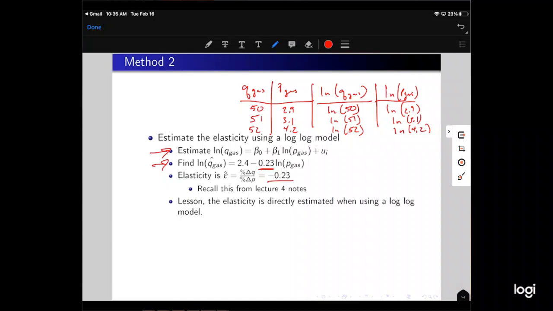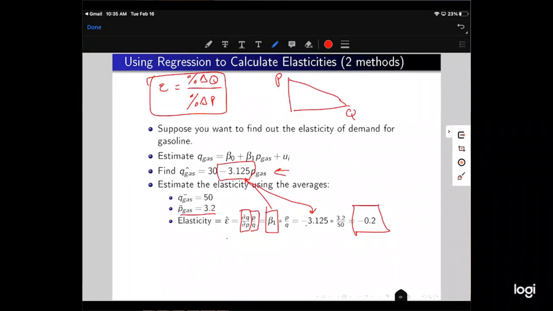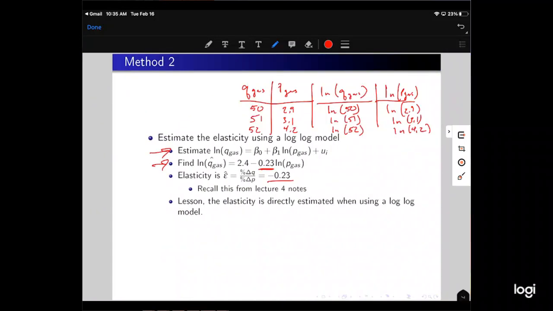So that's close. The lesson here is that we can estimate elasticities two ways. We can do it by logging both variables, or we can do it by using this formula here, multiplying by P over Q. We're going to get slightly different answers, but that's simply because they're different methods. They're pretty close. That's the point.